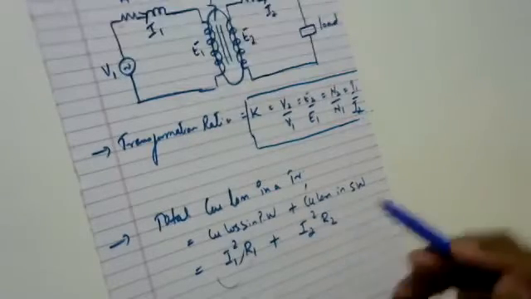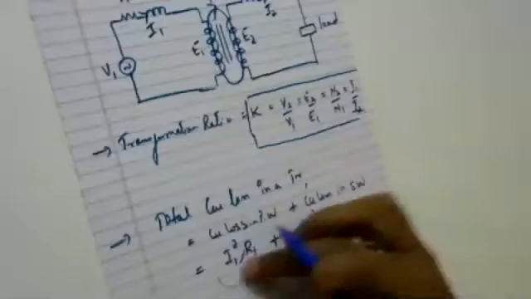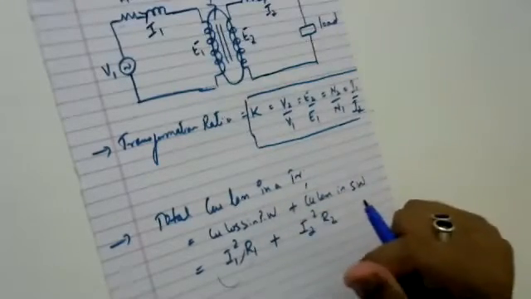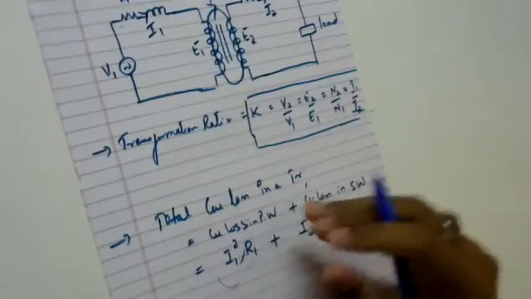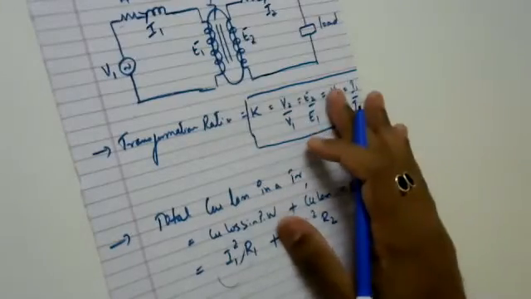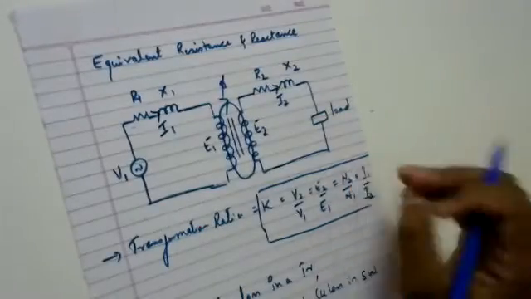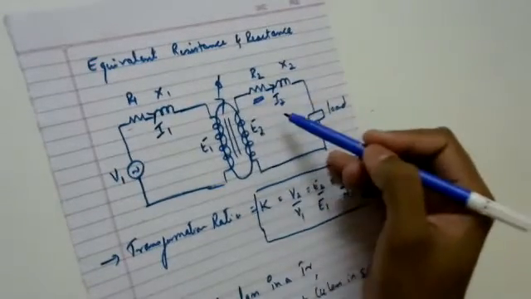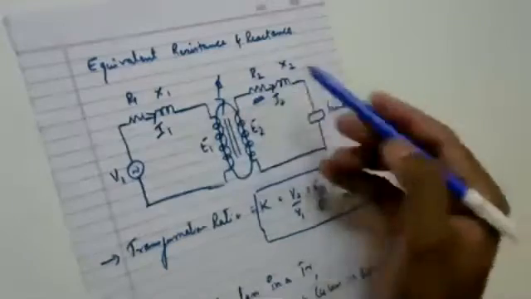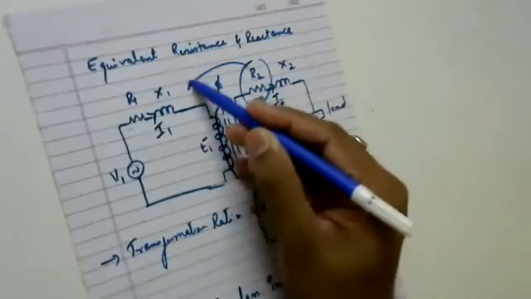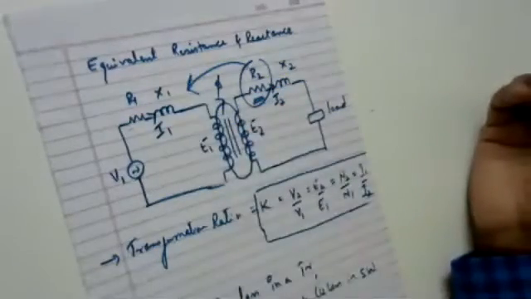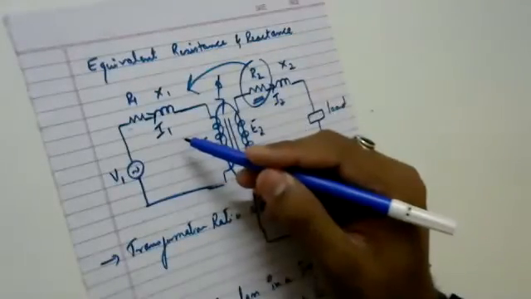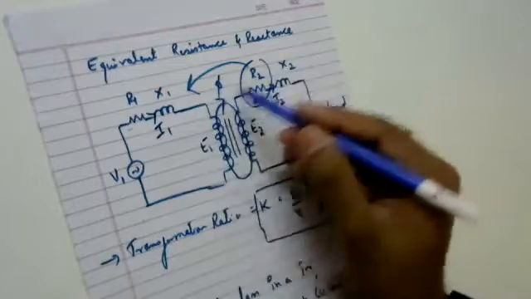Now I can compute the copper loss in the primary winding separately and the copper loss in the secondary winding separately. But what I want is, I don't want two different circuits. I want the copper loss to be identified on one particular circuit. So let me say what my intention is. My intention is that I don't want the resistance R2 in the secondary winding. I want this resistance R2 to come onto the primary side. I want to transfer the resistance from the secondary circuit to the primary circuit.